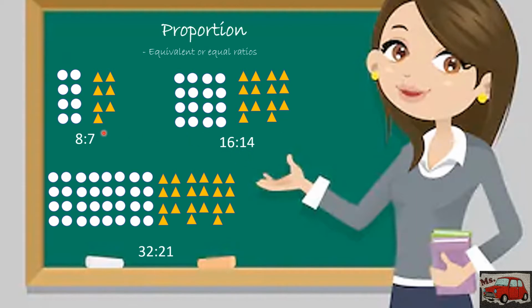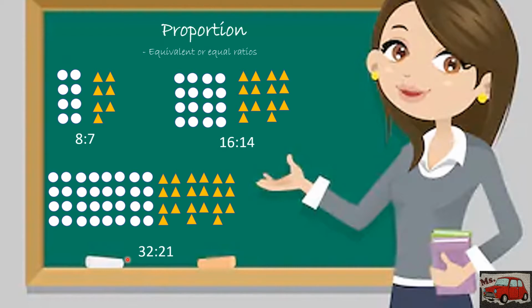Ngayon, masasabi mong proportion itong dalawang ratio na to kasi nga, parehas silang nagtaas ng pag-multiply ng 2. Okay? So, 8 times 2 mo, kaya naging 16. Yung 7 times 2 mo, kaya naging 14. So, parehas silang nag-multiply sa 2. Kaya siya proportion. Pantay sila.